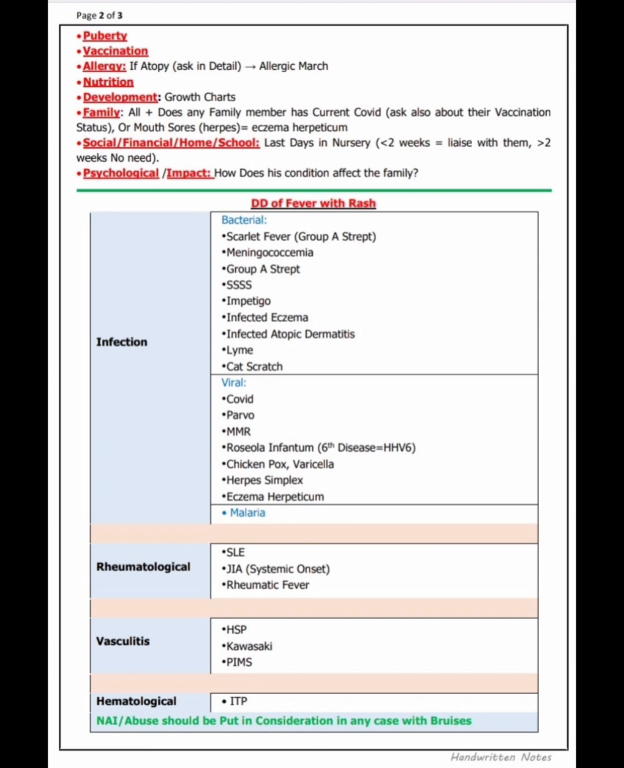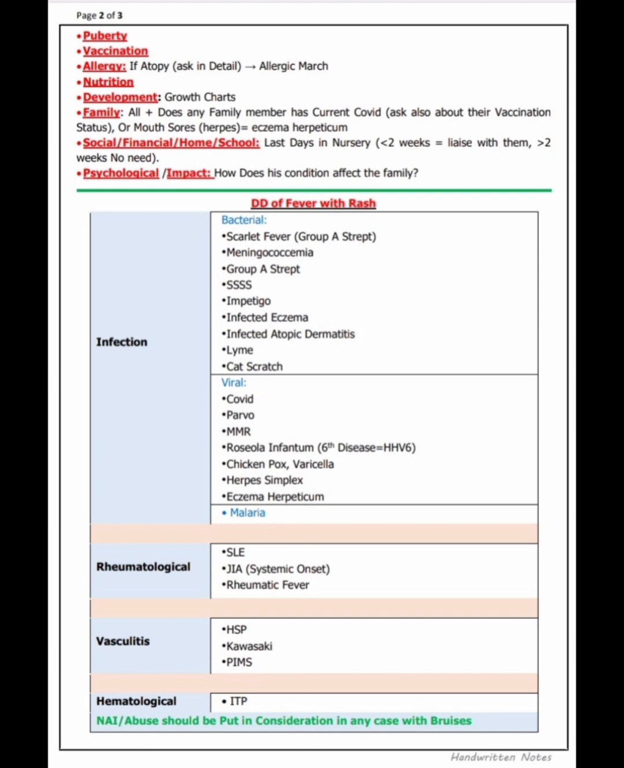Family history, all members, any similar conditions in the family we will ask. Does any family member have current COVID? Ask about their vaccination status. Or mouth sores, herpes, that is eczema herpeticum. So mouth sores we will ask, by that eczema herpeticum we exclude. Social, financial, homeschool, last days in the nursery: less than 2 weeks, equal lies with them; more than 2 weeks, no need. Then psychosocial impact, how does his condition affect the family, we will ask, and end the history.